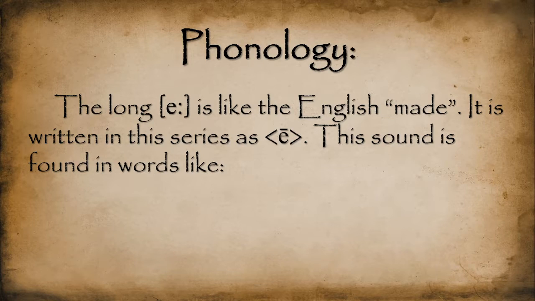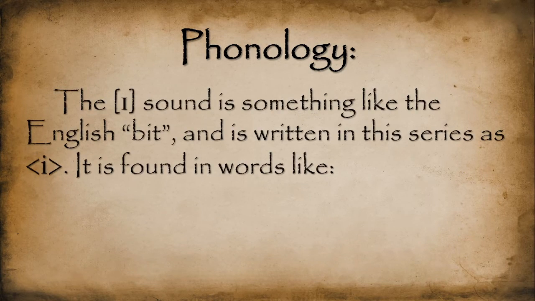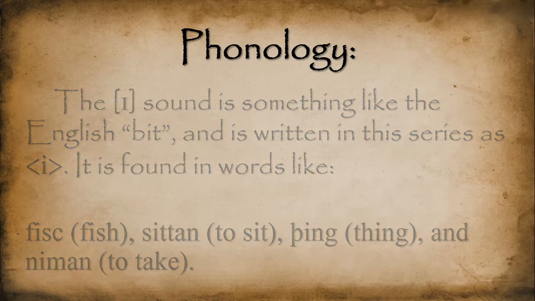The long E is like the English maid. It's written in this series as E with a macron. This sound is found in words like her for here, cwen for queen, fedan to feed, and teth for teeth. The short I sound is something like the English bit and is written in this series as simply I. It's found in words like fisc for fish, sittan to sit, thing, thing, and niman to take.